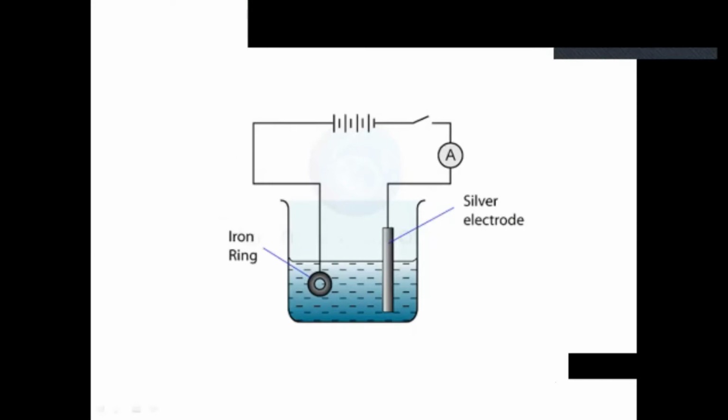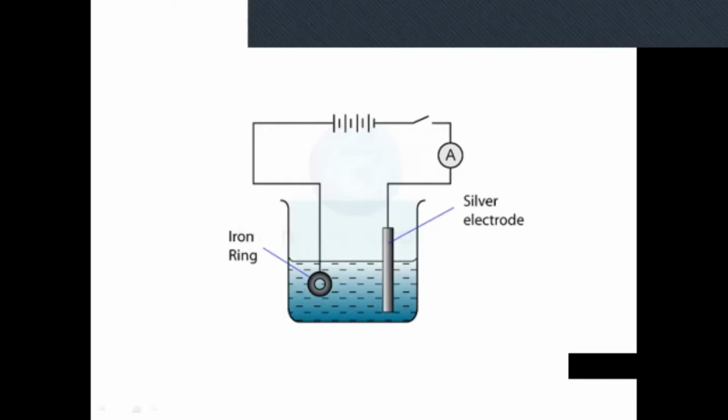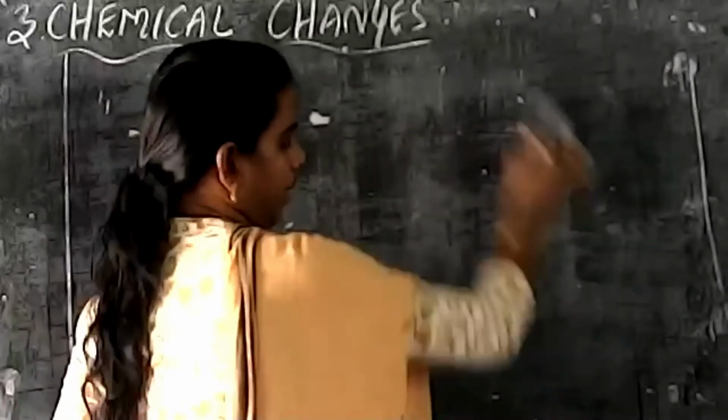In this electroplating we are taking silver and an iron ring. Silver is connected with the positive terminal of the battery and the iron ring is connected with the negative terminal of the battery. When we switch on, what happens here? The iron ring gets covered with a thin layer of silver metal. Suppose we are using copper metal, we have to use copper sulfate solution instead of silver. So this process is known as electroplating.